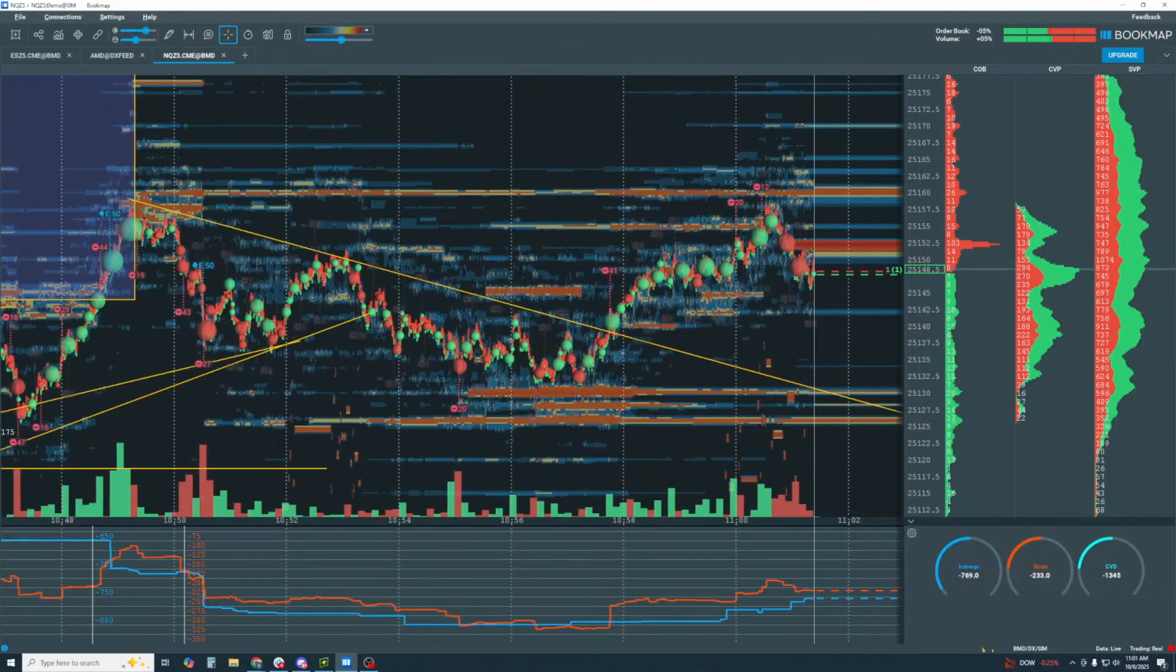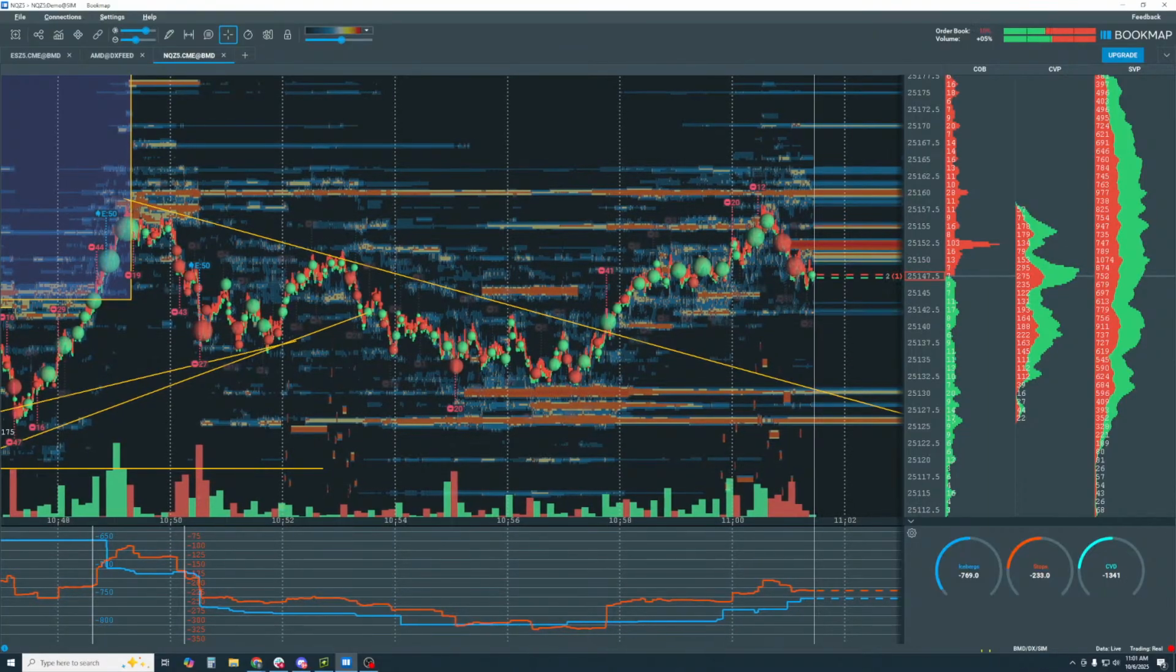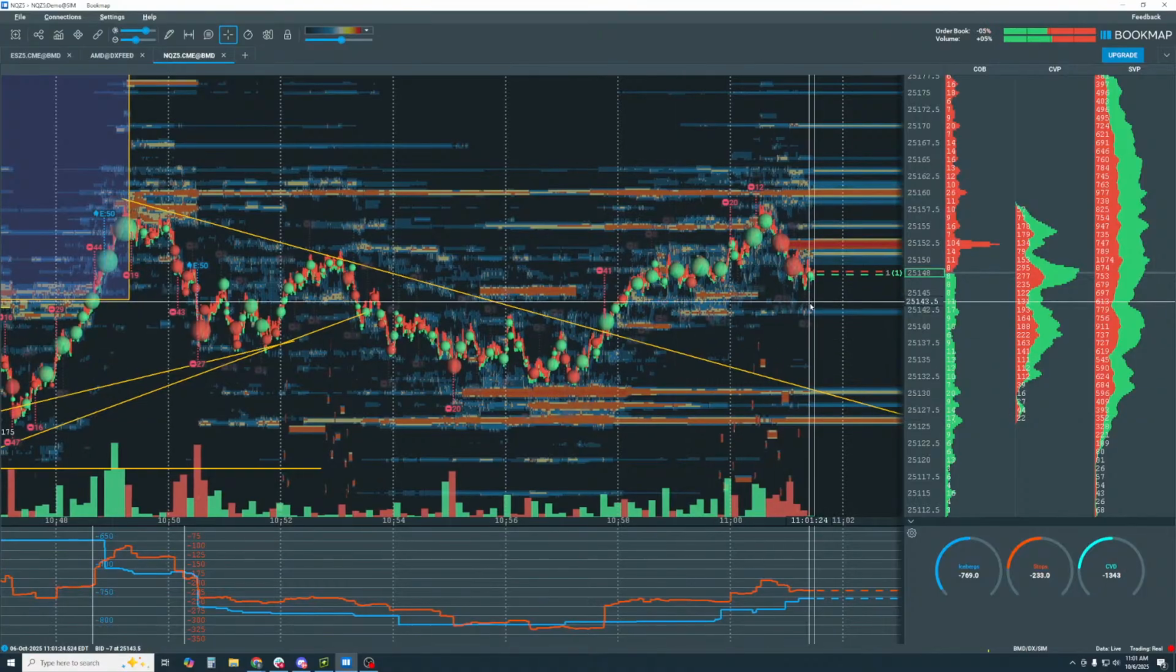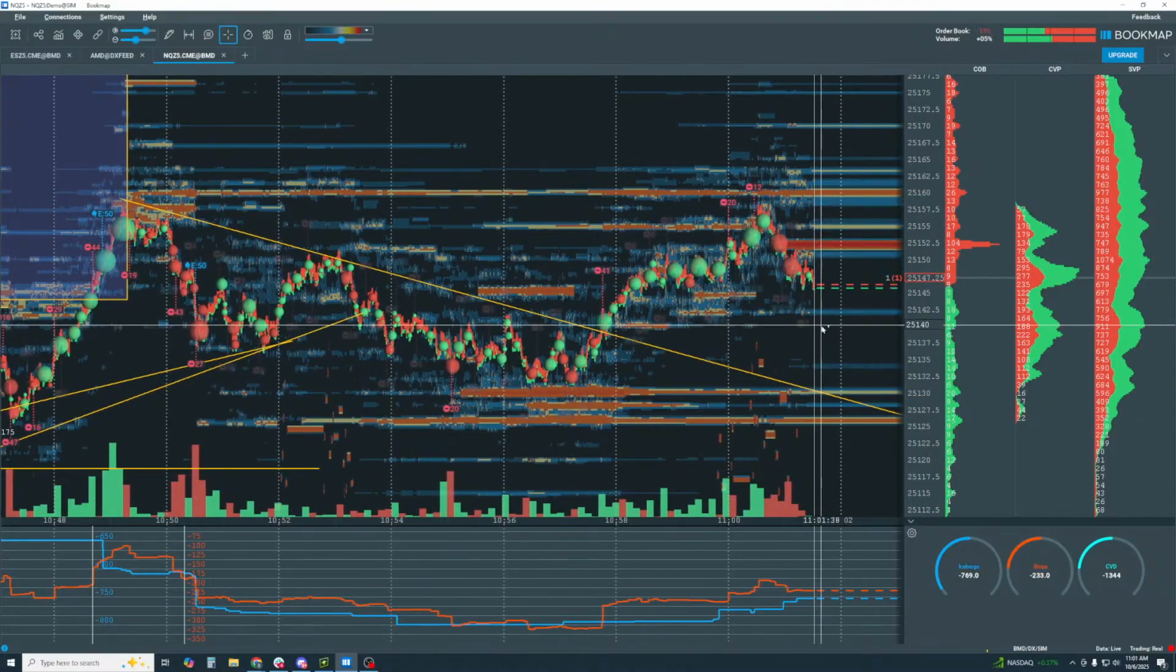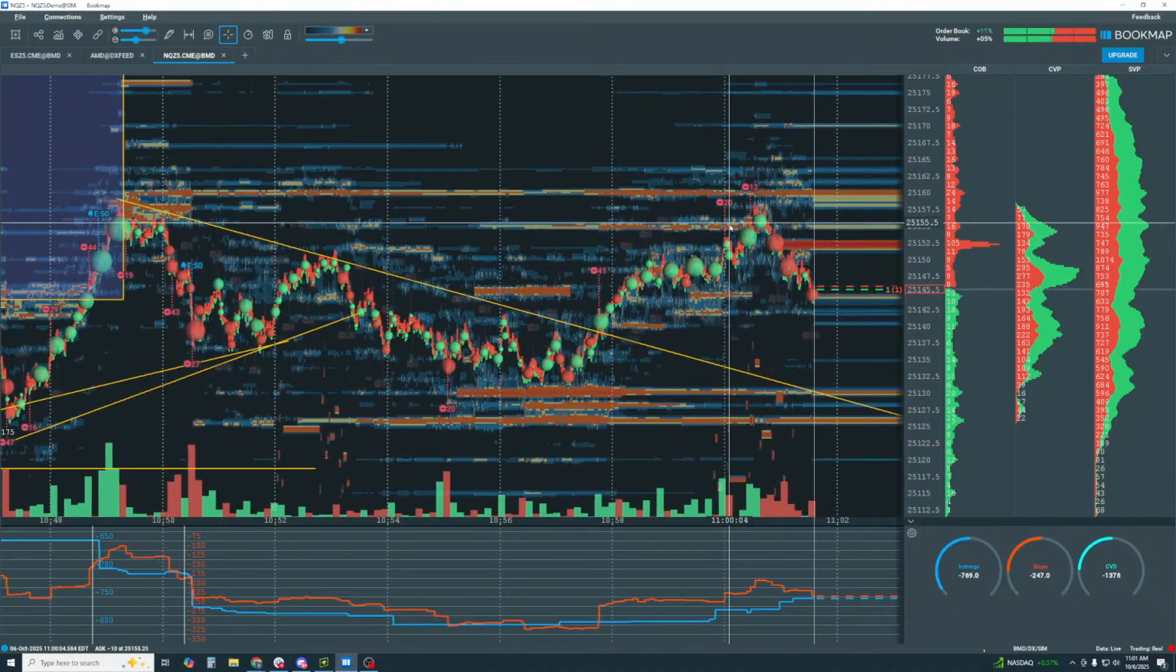Yep. Thanks, Alois. Use the Bookmap default settings for now. In fact, I try to use the default settings as well.